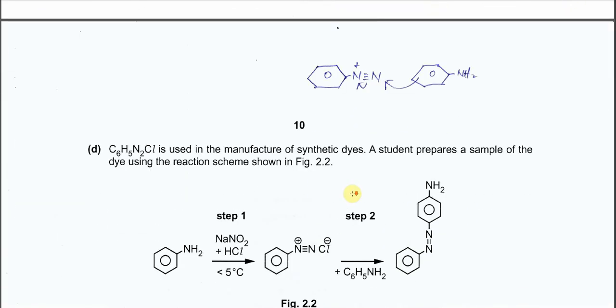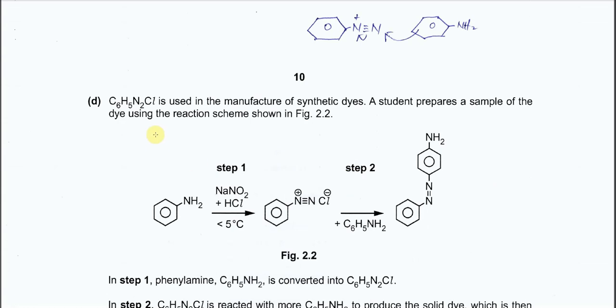So this one, part D. Benzene diazonium chloride is used in the manufacturing of dyes. A student prepares a sample of a dye using the reaction scheme shown in 2.2. So this is how to prepare the dye. We start from phenylamine, and let this phenylamine react with sodium nitrite and HCl below 5 degrees C. Then this phenylamine will form benzene diazonium chloride. After that, we use the excess phenylamine to react with the benzene diazonium chloride that formed.